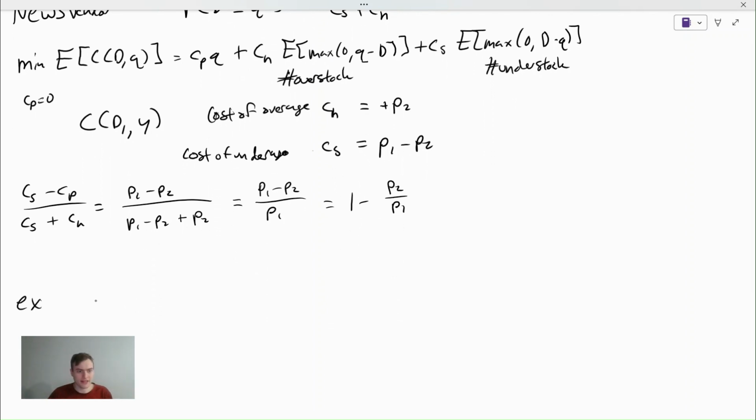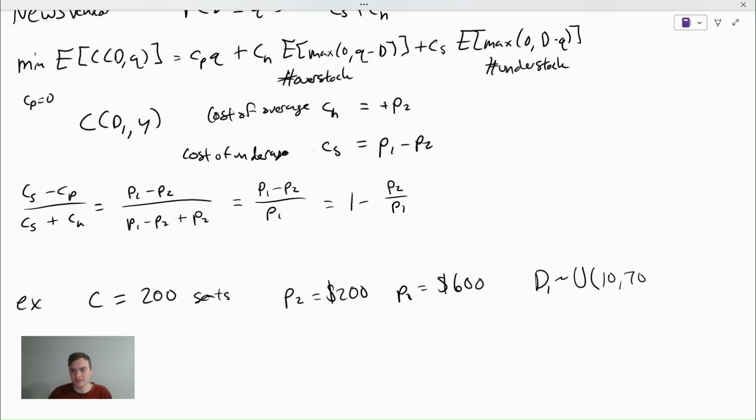For example, let's say the capacity is 200 seats in a plane, and our price P2 is $200 to the customers that buy early, and our price P1 is $600 to the customers that buy later. Our demand D1 distribution, the willingness of customers to pay price P1 after we've already sold the P2 seats, would be uniform 10 to 70, and D2 would be uniform 100 to 200. So potentially you could fill up the entire plane with just D2 customers.